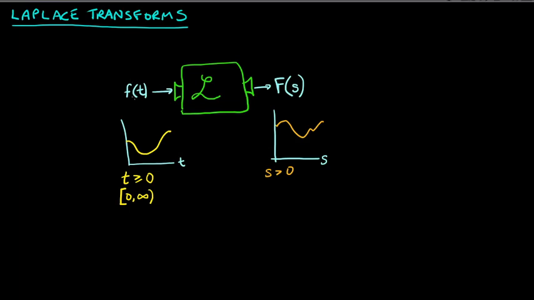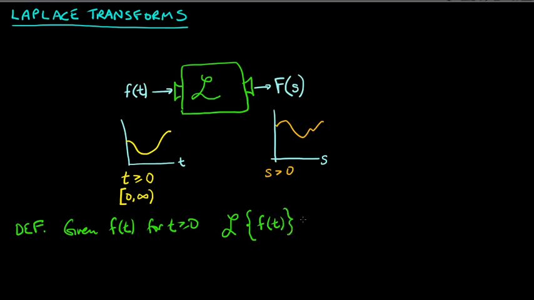So here's the definition. Here's what it actually does to this function, right? So this is our definition. So again, we're given a function f of t that's defined for t greater than or equal to 0, right? And then we get the Laplace transform of this function f of t, which we can also call capital F as a function of s. And here's how to calculate it, at least using the definition. It's defined to be the following definite integral.